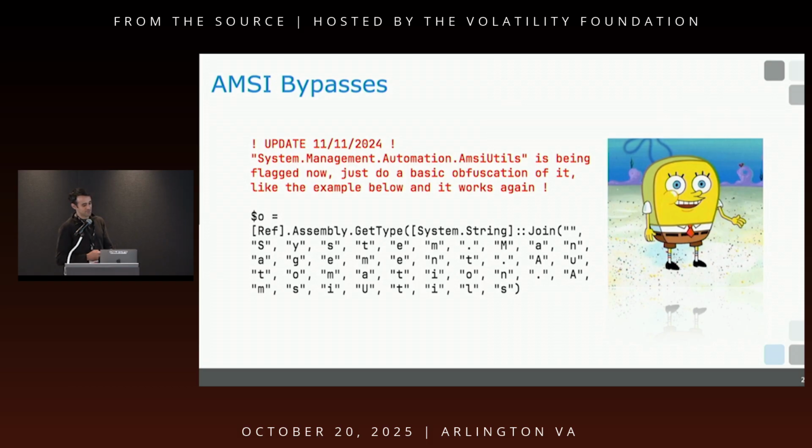So this is a quote from the actual repo that this bypass came from. It just says System.Management.Automation.AmsiUtils is being flagged now. Just do a basic obfuscation of it, like the example below, and it works again. So not exactly a high degree of difficulty or effort required to get past the front line of defense.